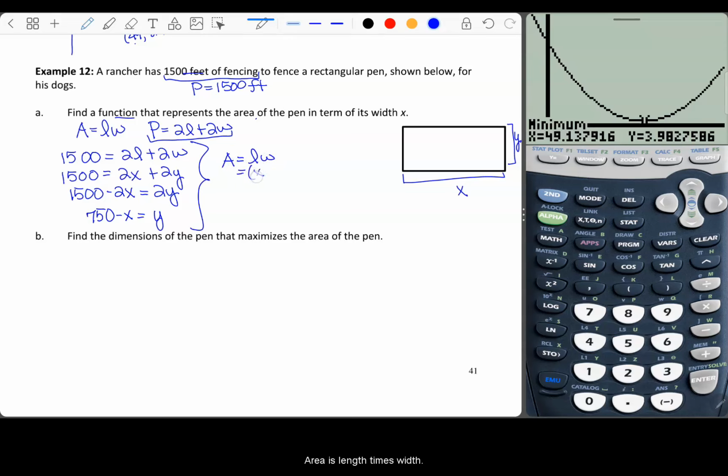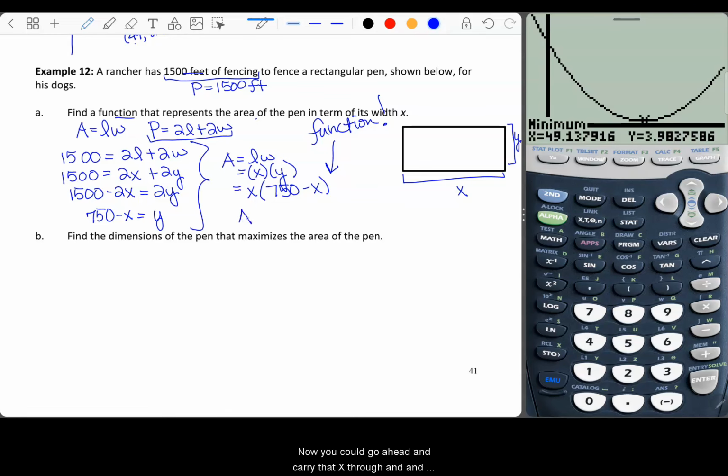Area is length times width, which is x times y. So area is x, whatever x happens to be, times the quantity 750 minus x. So there's the area of our pen, and this is the function it wanted us to write. Now you could go ahead and carry that x through and get area is equal to 750x minus x squared. So you know it's a parabola that opens downward, but either one of those should work.